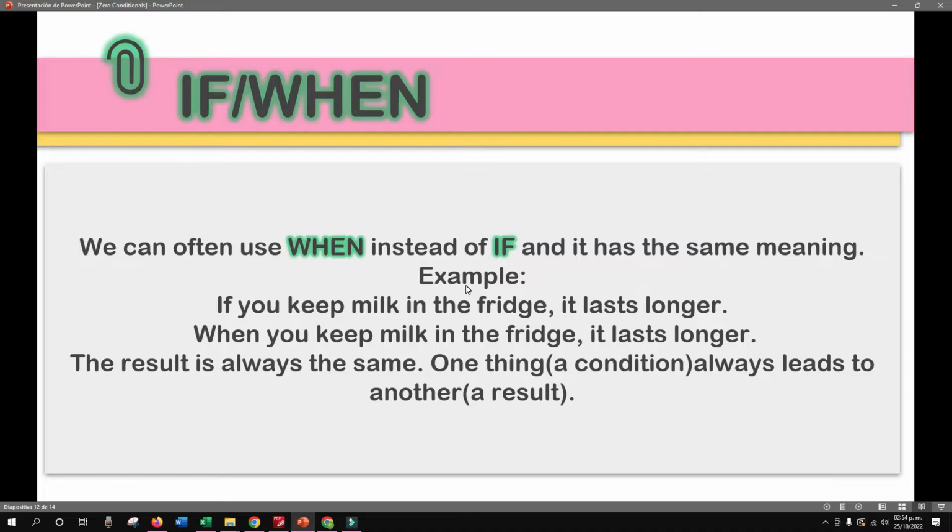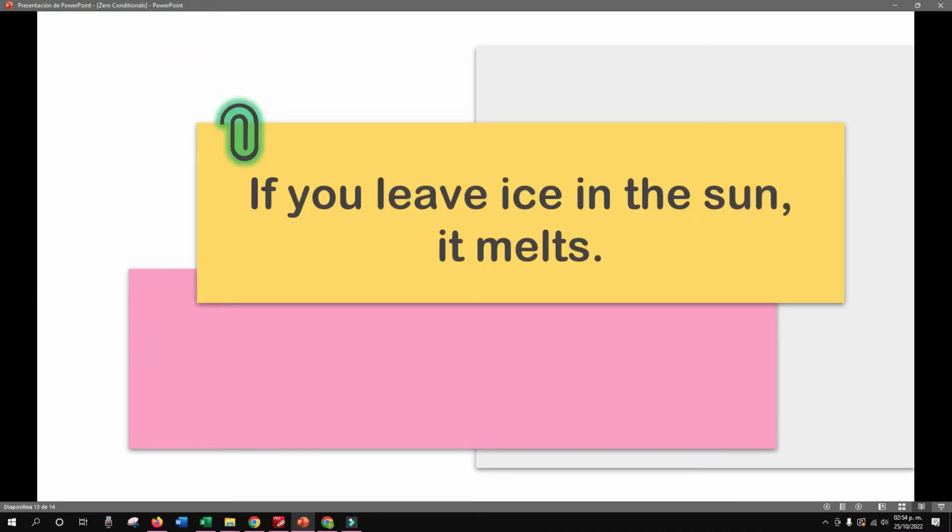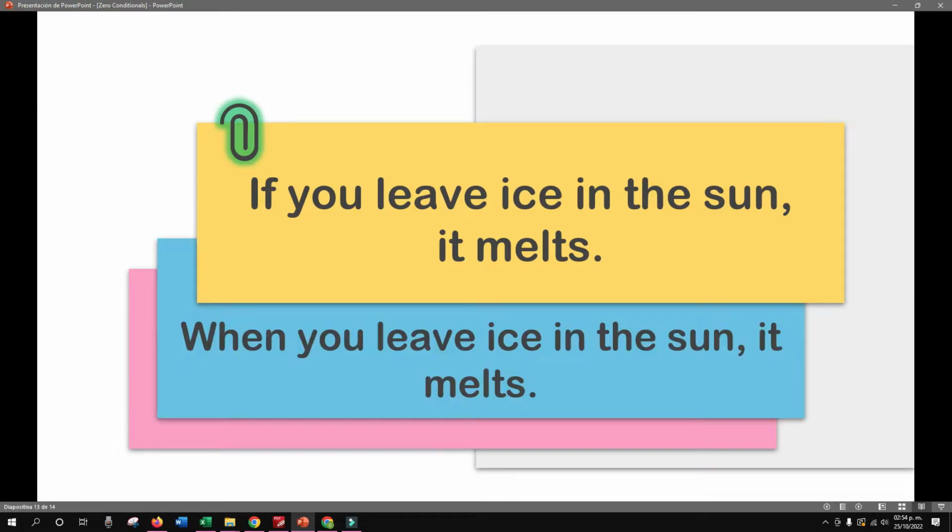But that is important. So, if you leave ice in the sun, it melts. You can say, when you leave ice in the sun, it melts. You have condition, result. Condition, result.